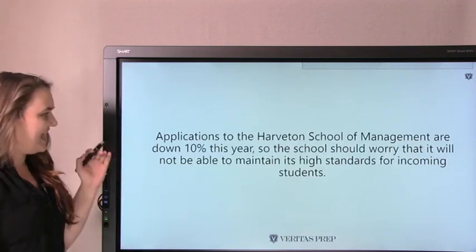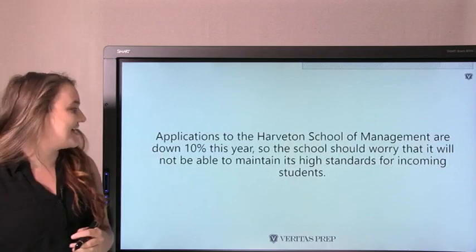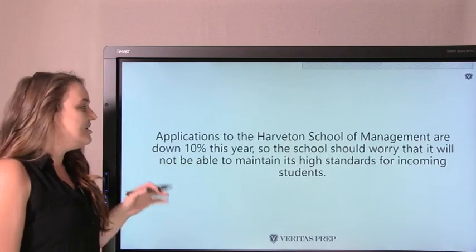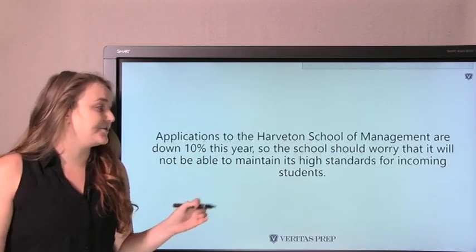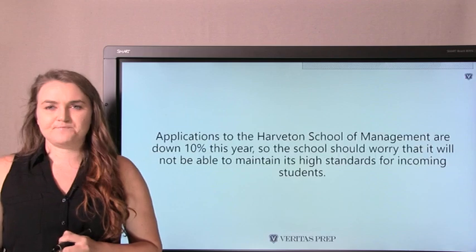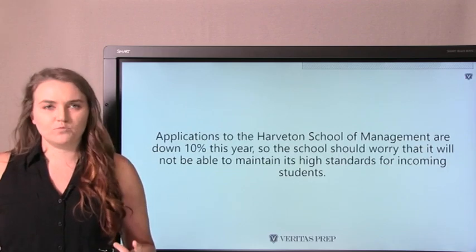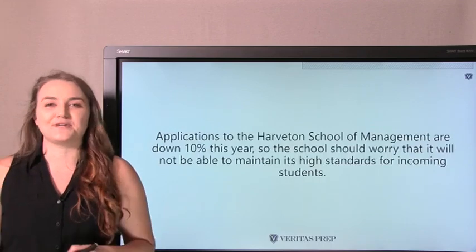So if I posed an argument such that applications to the Harvard School of Management are down 10% this year, so the school should worry that it will not be able to maintain its high standards for incoming students. What is inherently a bit flawed? What holes can we poke in this argument? Where's the gap in reasoning?